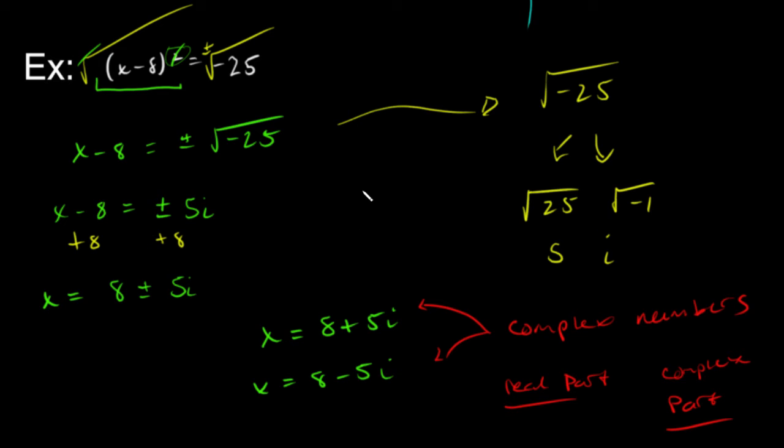Okay, so hopefully that made sense. What we wanted to do was get the base by itself and then square root both sides, remembering the plus or minus. Then we simplified the square root over here. That got us to be 5i. So we just replaced it with 5i. And then we did what was necessary to solve for x here.